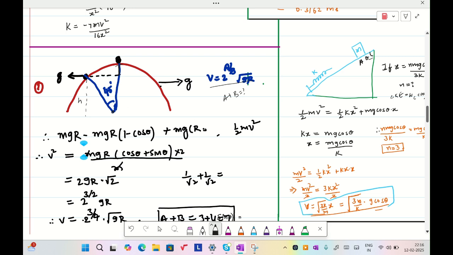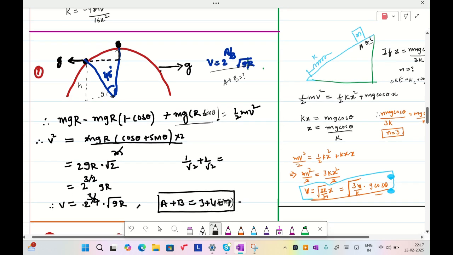So here mg into r sin 45 will come, sin theta is equal to half mv square. So here h is equal to r into 1 minus cos theta we can write. Otherwise directly here h is equal to, if it is theta, we can substitute h is equal to r sin theta. So by solving we get the answer. So the only physics concept is change in potential energy, that is work done by conservative force, and here work done by external force mg r sin theta will be added extra. That will give half mv square, the change in kinetic energy. So from this solution v equal to 2 power 3 by 4 is coming. So 3 plus 4 equal to 7. That is the answer.